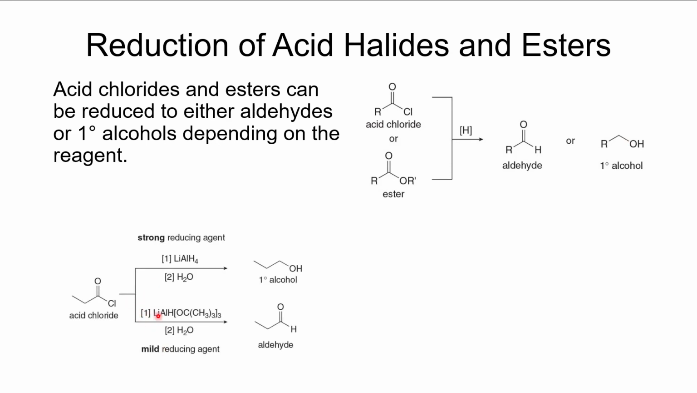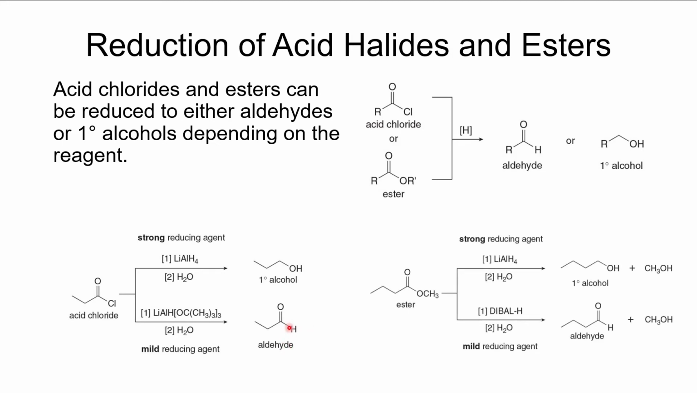So let's look at the specific cases. The lithium tri-tert-butoxy aluminum hydride will convert an acid chloride into an aldehyde, where of course the lithium aluminum hydride will take it all the way to a primary alcohol. This reagent will reduce it to an aldehyde, and this reagent doesn't affect the aldehydes, so it stops there. It doesn't go any further.